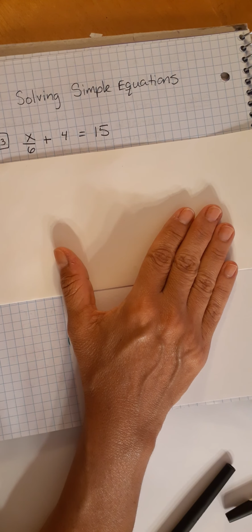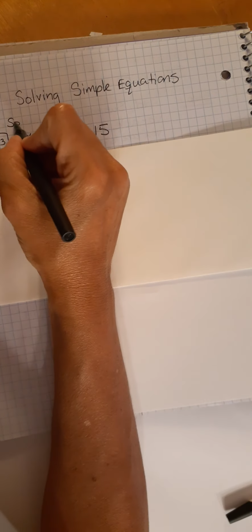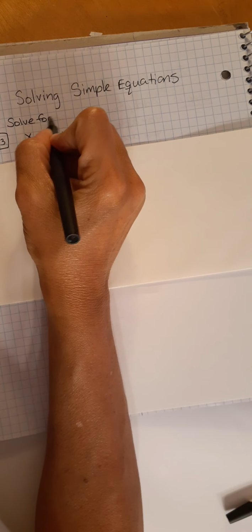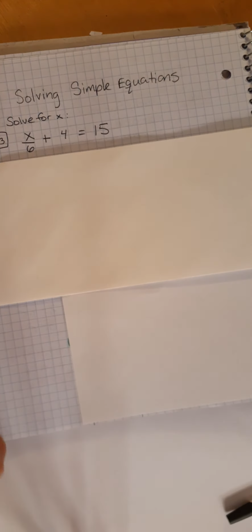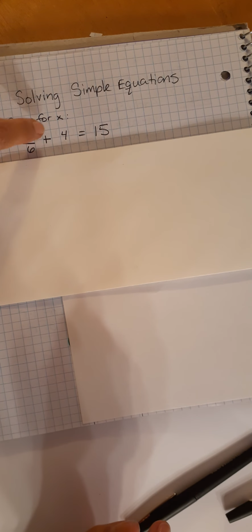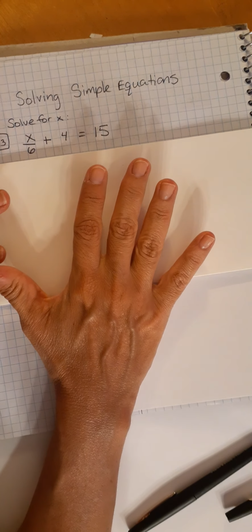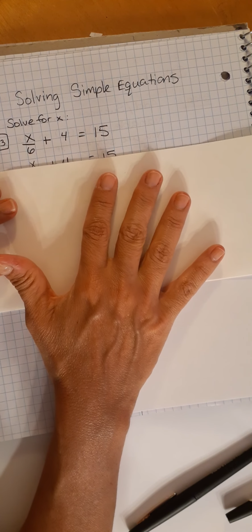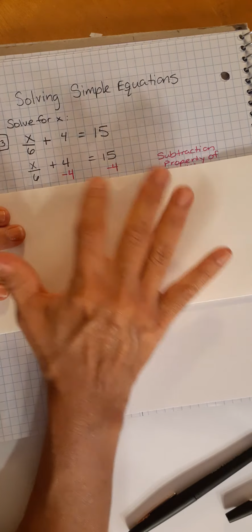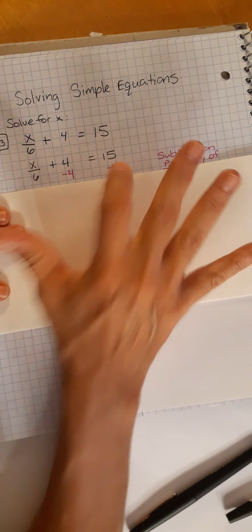Our first step, if you will recall, is: is there any number plus or minus to the x? I want to solve for x. Let me write that here. Solve for x. I look for my plus. Oh yeah, 4. That means I got to move that one first. So I take this, and it's plus 4, so I'm going to put minus 4 on this side, minus 4 on that side.